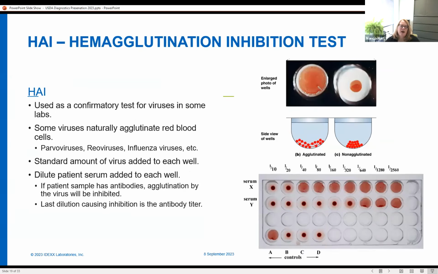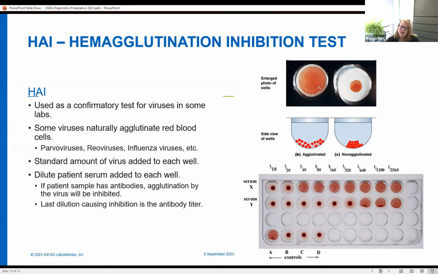There's also an HAI or hemagglutination inhibition test. This is used more for viruses than anything else. And it's used because some viruses naturally have this property where they can agglutinate red blood cells. The red blood cells that are used are typically harvested from sheep. So it's sheep red blood cells, and then you add a known virus. Parvoviruses, reoviruses, and influenza are just some of the examples.